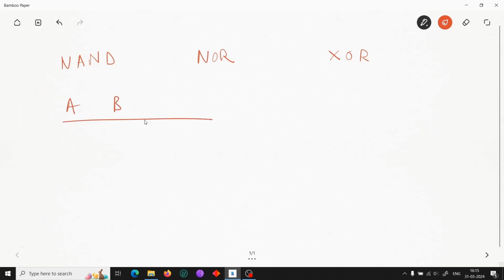Now guys, there are 3 other gates as well that cover the domain of logic gates. They are basically NAND, NOR, and XOR. A NAND gate is basically not AND, and NOR is not OR. So their truth table basically looks like this: 0 0, 0 1, 1 0, 1 1.